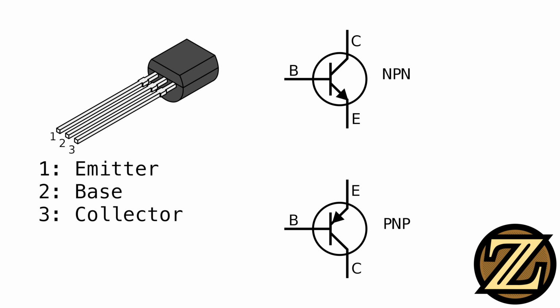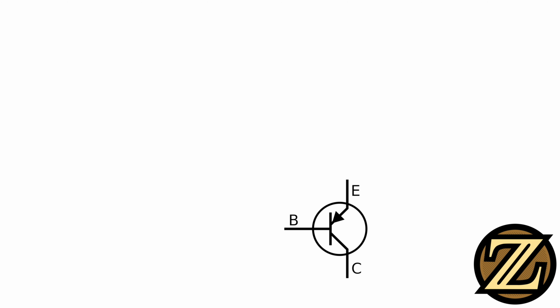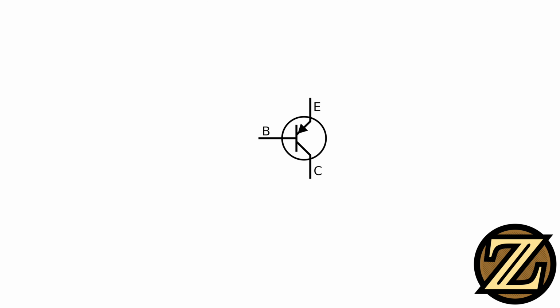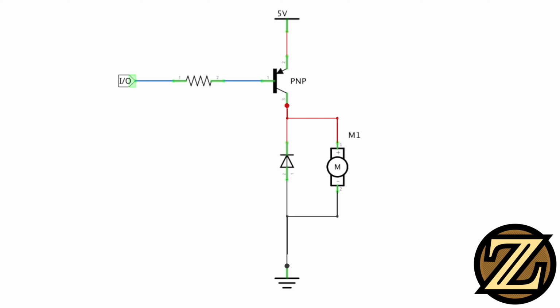So there you have NPN transistors. Let's take a look at its sister, the PNP transistor. Here I have a similar circuit, this time using a PNP transistor. Note the same base resistor, motor, and flyback diode. With the PNP transistor, current flows from the emitter through the base and collector. In this circuit, 5 volts would flow from the emitter to our I/O through the current limiting resistor. So when we apply 0 volts to the transistor, we get current flow.